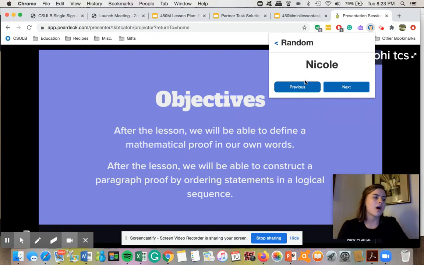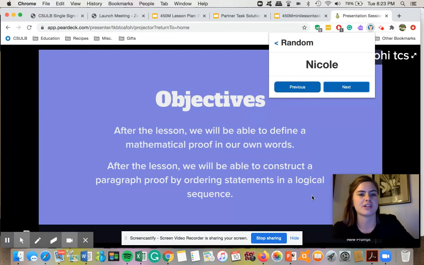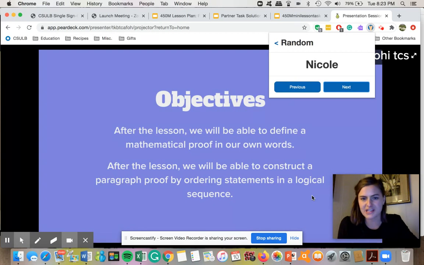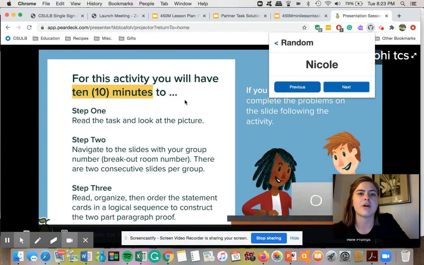Awesome. So we're going to jump right to the task. The task is going to deal with our second objective, which is constructing paragraph proofs by ordering statements in a logical sequence, which is what we just talked about in our lesson. So for the activity, we're going to be in small groups, and you're going to have 10 minutes.